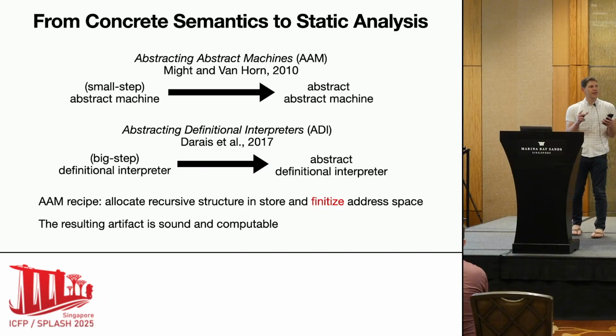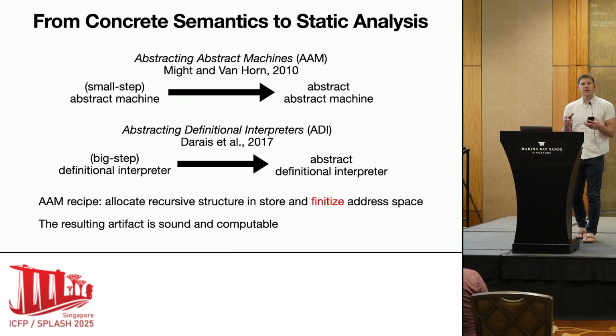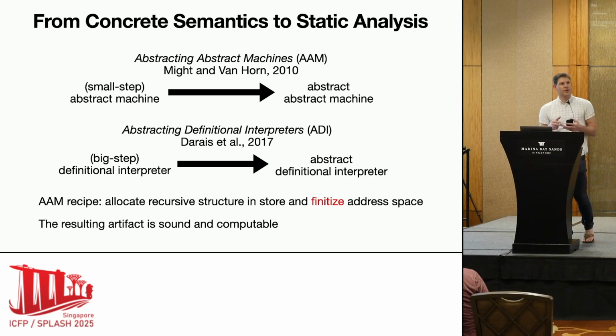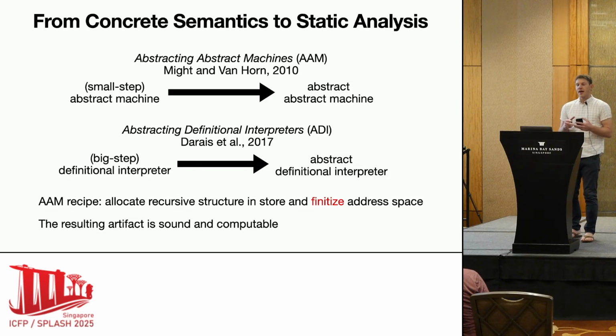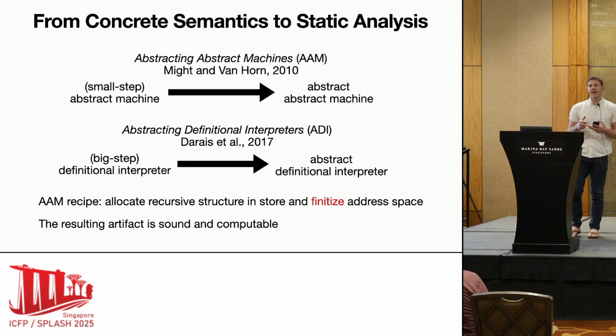So there's a spiritual sequel, kind of, to abstracting abstract machines, which is abstracting definitional interpreters. And this follows the recipe fairly closely. It's a little more accessible because you express your semantics as a definitional interpreter written in monadic style. But you do the same kind of indirecting of recursive structure, except you do not indirect the stack through the store. And the result is that you get a static analysis which is sound and computable and has high control precision.